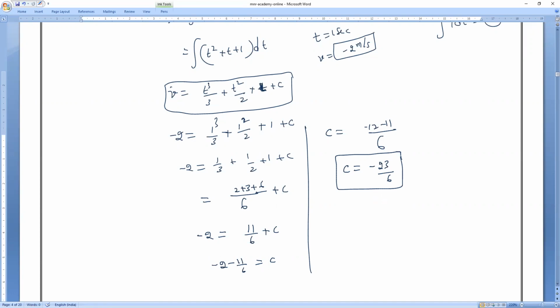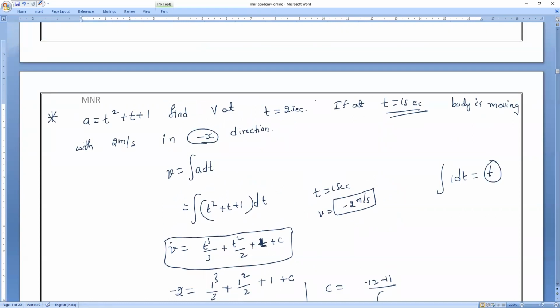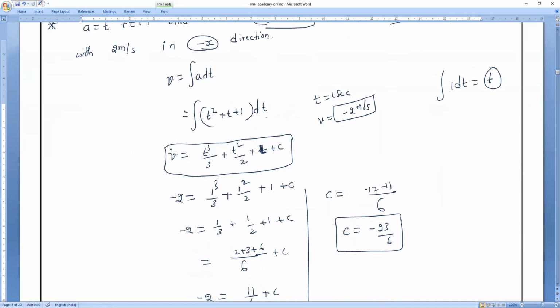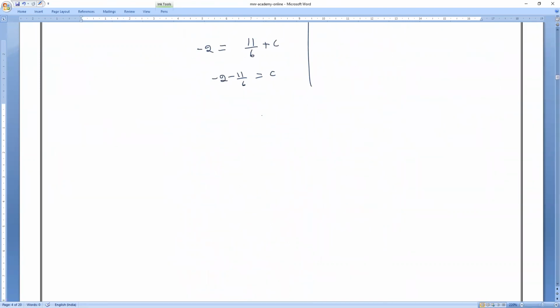But we want to find what? We want to find the velocity at what seconds? Find the velocity at t equals what? 2 seconds. Understood? So what is the velocity function? We already found it just now. T cube by 3 plus t square by 2 plus t plus c. So finally we got the function. What is the function? V is equal to what?